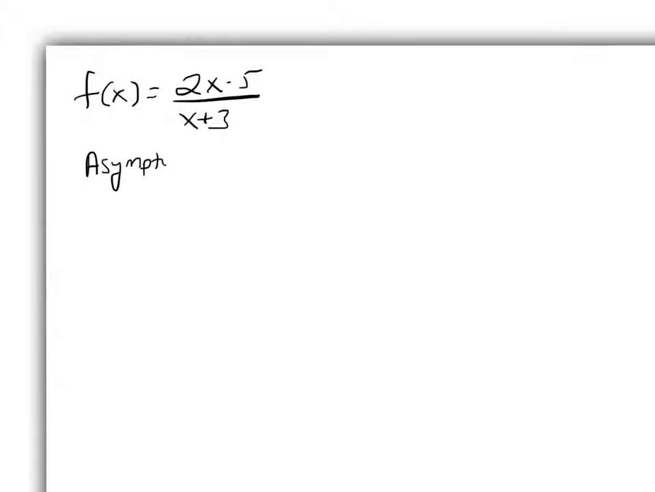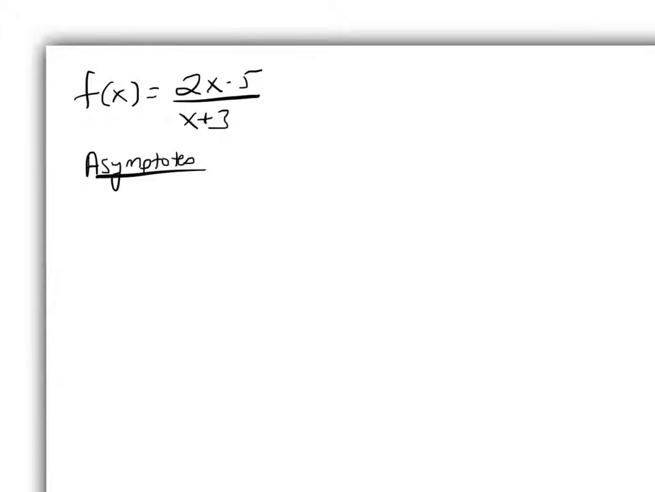This is page 300, number 1. So number 1, we have to sketch the graph of (2x minus 5) over (x plus 3). We start off with what we know from pre-calc.